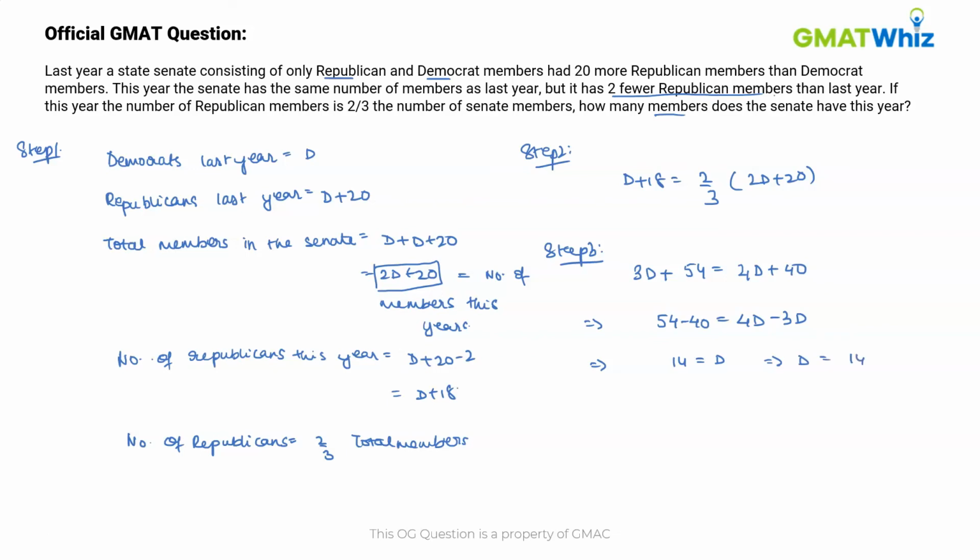Using this value of D, we can plug it into the expression for total members in the Senate. So, the total members will be equal to 2 times D, which is 14, plus 20. This gives us 28 plus 20, which is equal to 48 members, which is option E.